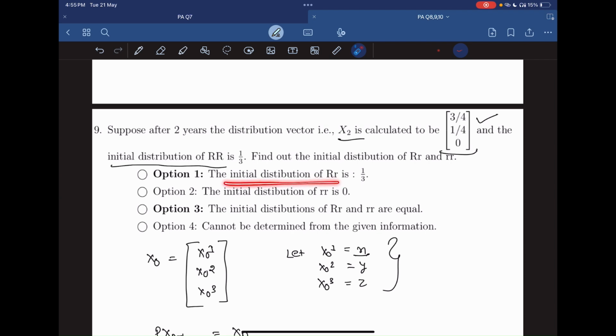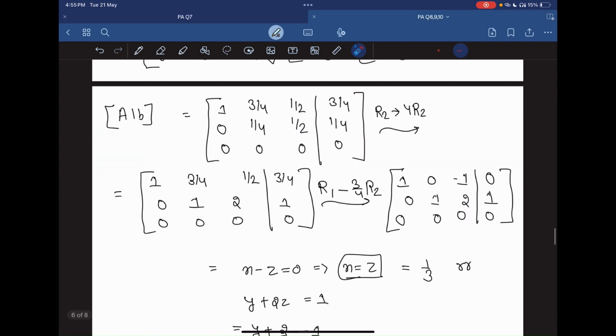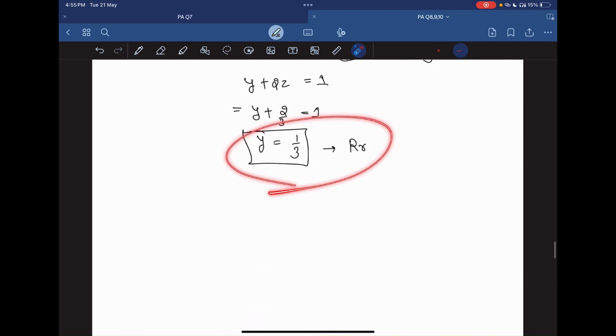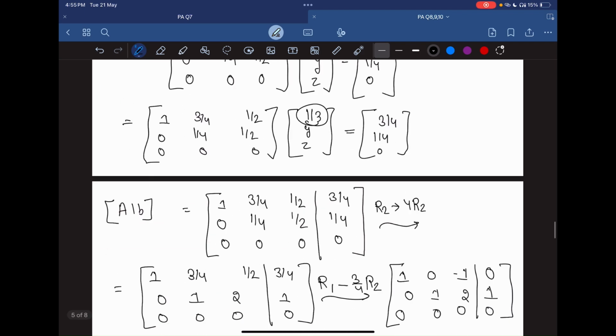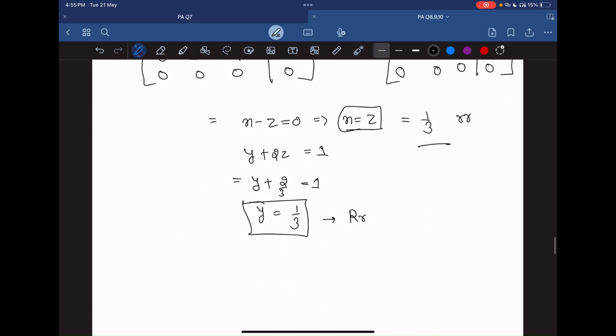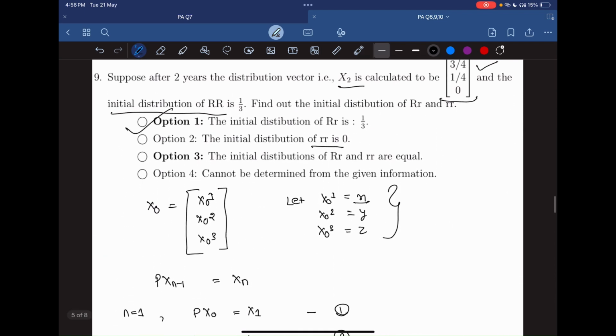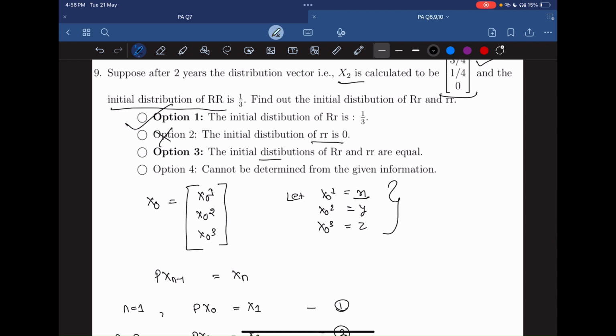The initial distribution for capital R small r is 1 by 3. So that was the value of y that we got. So it is correct. Initial distribution for small r small r is 0. We got it to be 1 by 3. So the second option is wrong. The initial distributions of capital R and small r are equal. So this is correct. Cannot be determined from the given information. That is obviously wrong.